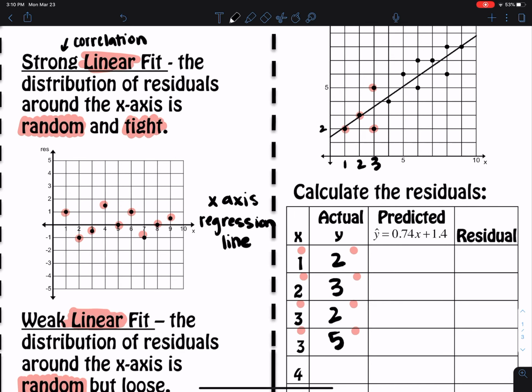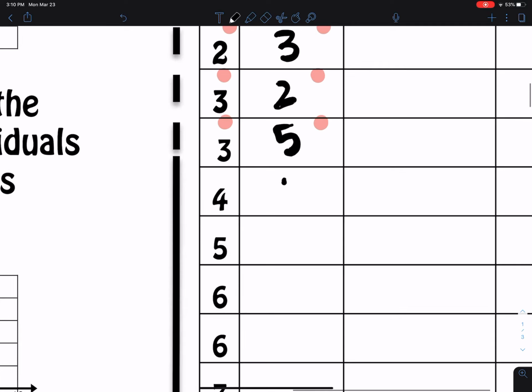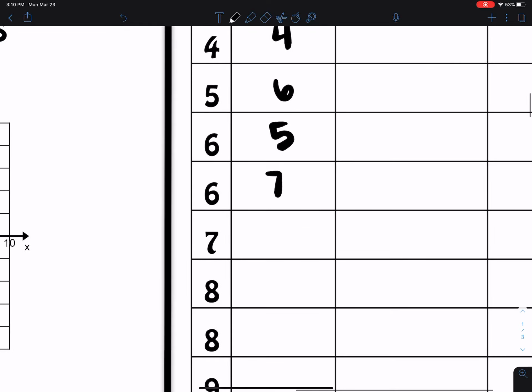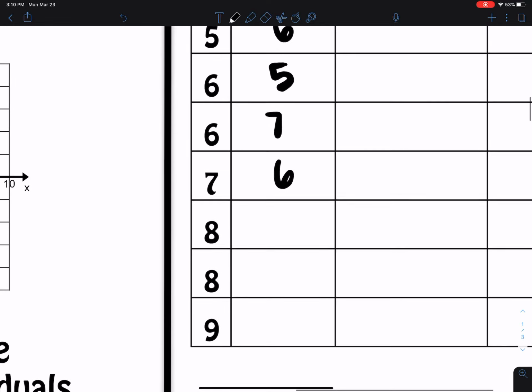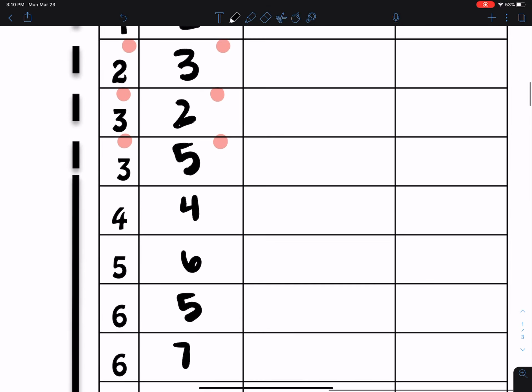So I'm going to finish writing this down, and you should write this down as well if you printed off these notes. So this one is 4, 6, 5, 7, 6. Oh, I missed one. This is 7, 6, 8, 8. So those are the actual.